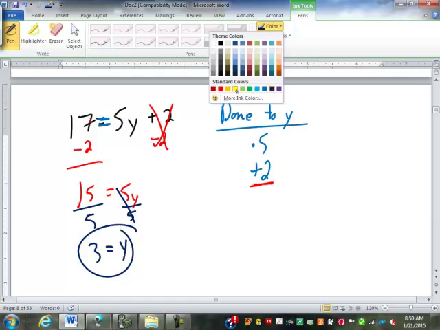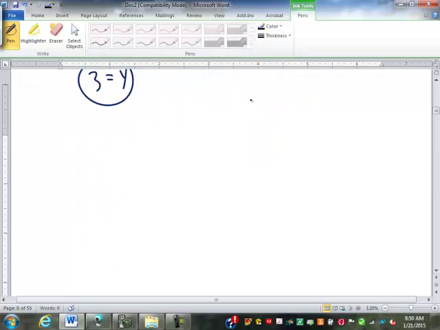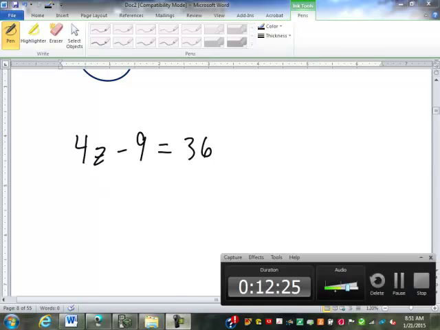And you guys get the picture by now. You can come back up and put it in here for y and make it work. And hopefully you get 17 on this side as well, because there's 17 on the other side. Any questions so far? Okay. Well, I'm going to give you guys one to try. I'm going to pause the recording and give you guys some time to try that one in your notes.